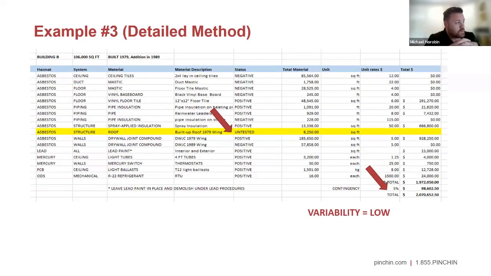As you can see, there's only one material that's untested for the roof. Roofs are usually not tested because testing it can increase leaks to the building and cause issues for the building owners or tenants. But all the other materials, we have full quantities. We know what contains and what doesn't, so we can add our unit rates based on that. And then there is a small contingency added for the one system, the roof, that's unknown, which is 5%. But because of this, our variability is very low because we know the actual cost based on the actual quantities and materials that are present.